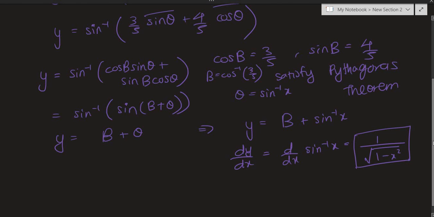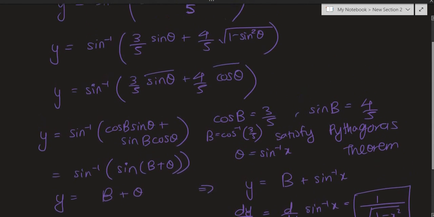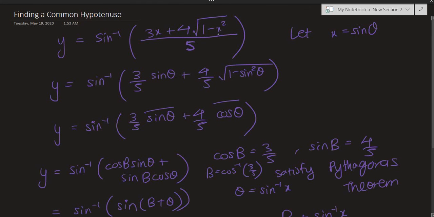So if you have like sum of two things and a common denominator, then this method of finding the common hypotenuse is extremely beneficial.